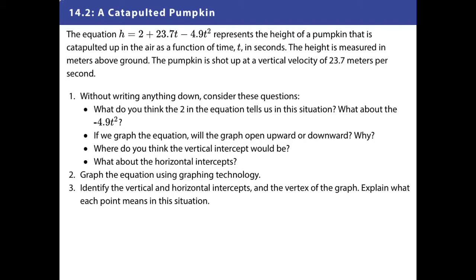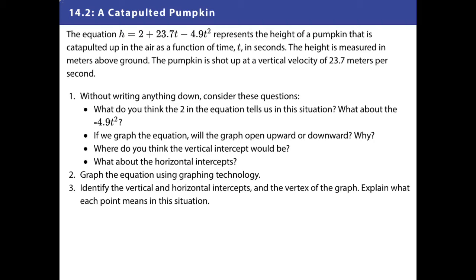Example 2, the equation h equals 2 plus 23.7t minus 4.9t squared represents the height of a pumpkin that is catapulted up in the air as a function of time t in seconds. The height is measured in meters above ground, and the pumpkin is shot up at a vertical velocity of 23.7 meters per second. Without writing anything down, consider these questions.